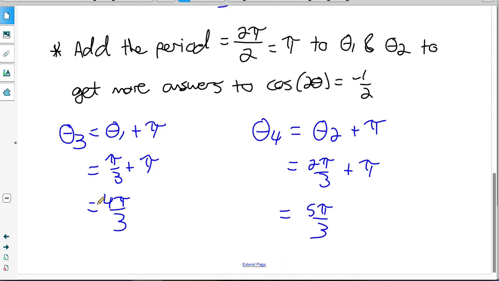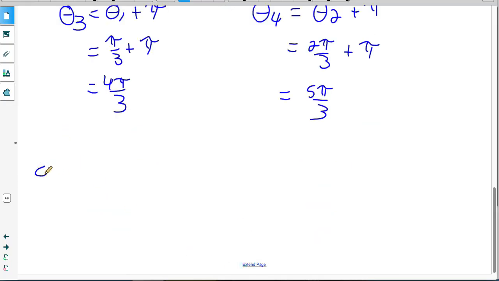And like I said, there's an infinite number of angles that would satisfy this equation. I found all of the angles within 0 and 2 pi. Now, if I added the period to these two, I would get more answers, but they wouldn't be within the interval stated in the question. So always pay attention to the interval in the question and keep adding the period until you've gotten all the answers within that interval.